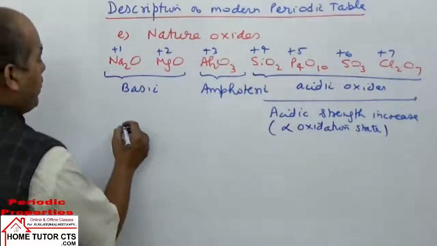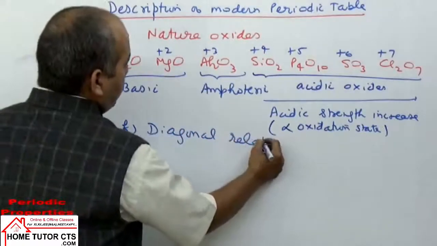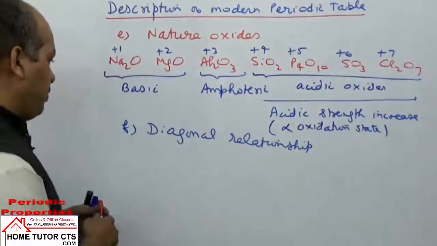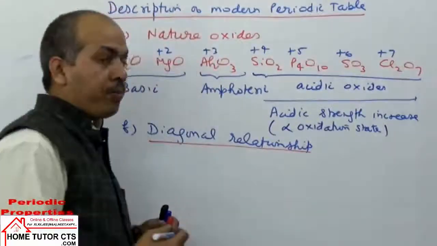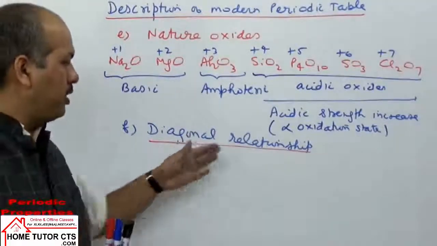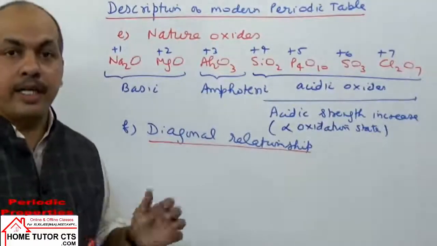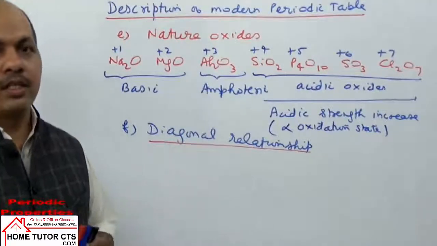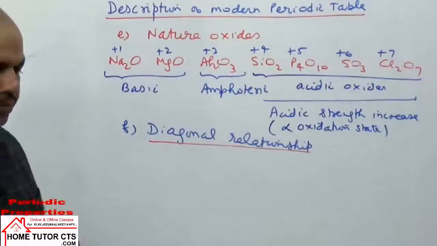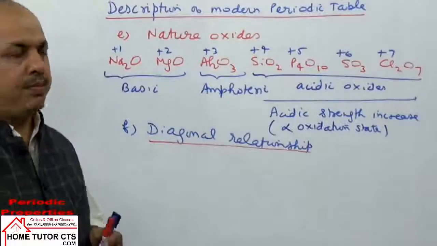Now the next property can be taken here, diagonal relationship. What is diagonal relationship? Details with properties we will study later when we take s-block elements. So what is the definition? You can write it down. It is similarity in the properties of the elements of the second period with the elements of the third period of the next group.